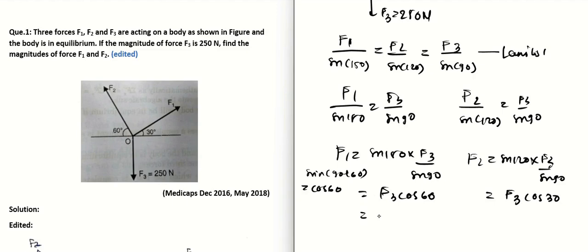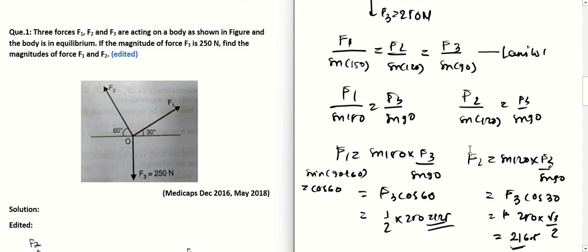So cos 60 is 1 by 2, into F3 which is 250, so F1 will be 125. And we have F3 which is 250 into cos 30, which is root 3 by 2. You can calculate this on your calculator, 250 into cos 30, which is 216.5. So as you can see, we have found both the values using Lami's theorem.